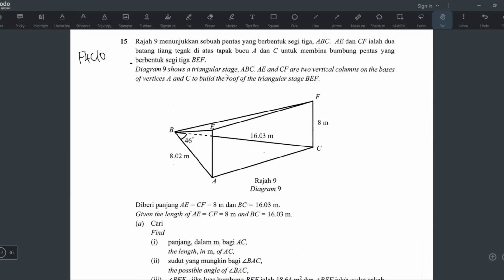So let's go. Diagram 9 shows a triangular stage. Oh, this is a stage. Okay, ABC. All right, so ABC is the stage. Where's ABC? This one, this one, this one.